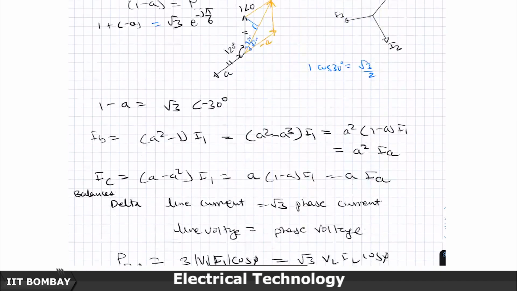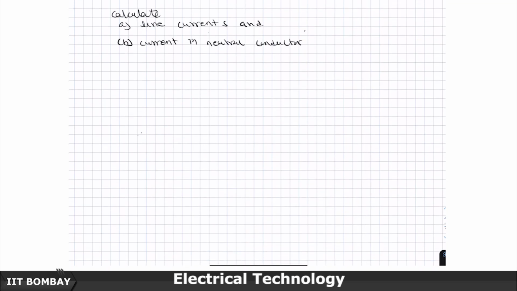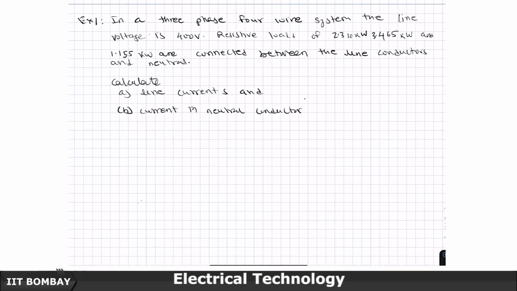So, I think let us do some problem solving now, and our problem solving I am going to do both for balanced circuit as well as unbalanced circuit. So, the first problem that I have here is in a 3 phase 4 wire system, the line voltage is 400 volts.